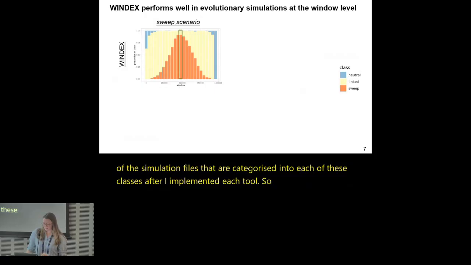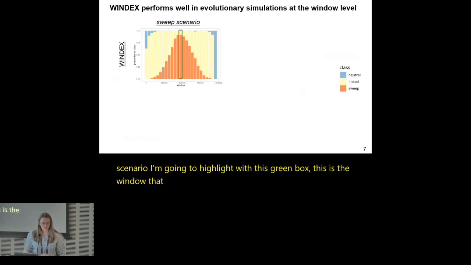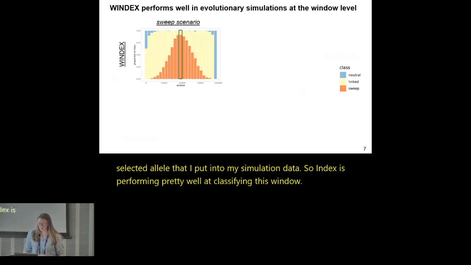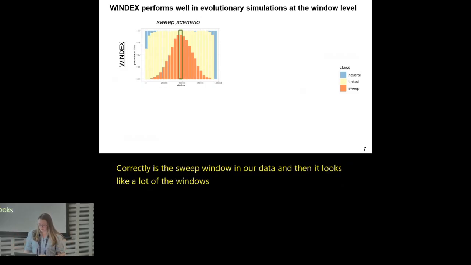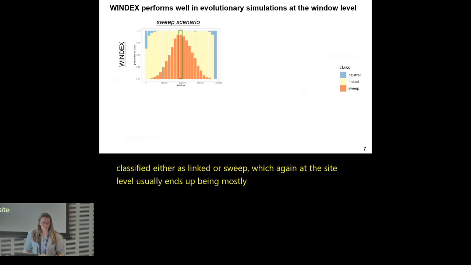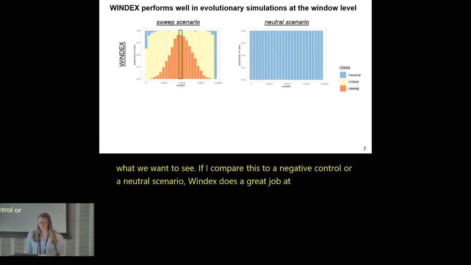So for the sweep scenario, I'm going to highlight with this green box the window that contains the true positive location of the selected allele that I put into my simulation data. So WINDEX is performing pretty well at classifying this window correctly as the sweep window in our data. And then it looks like a lot of the windows around this position too are being classified either as linked or sweep, which again, at the site level, usually ends up being mostly linked data, which is what we want to see. If I compare this to a negative control or a neutral scenario, WINDEX does a great job at classifying all of the window data as neutral, which is, again, what we'd like to see with the tool.